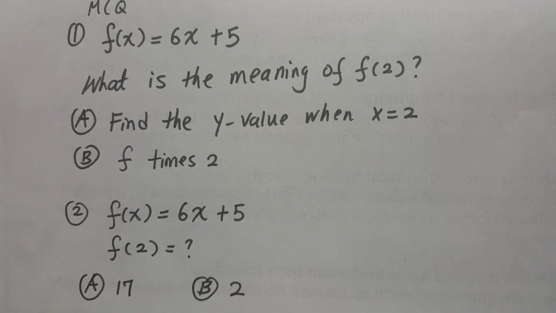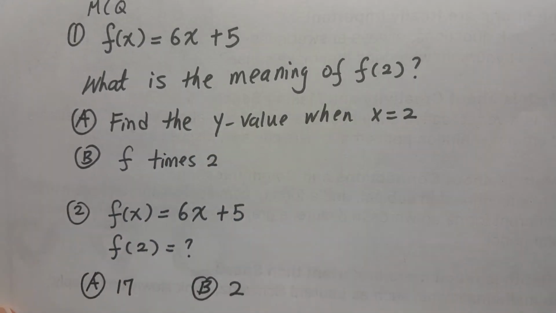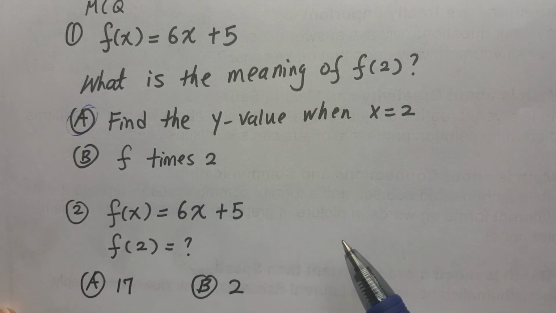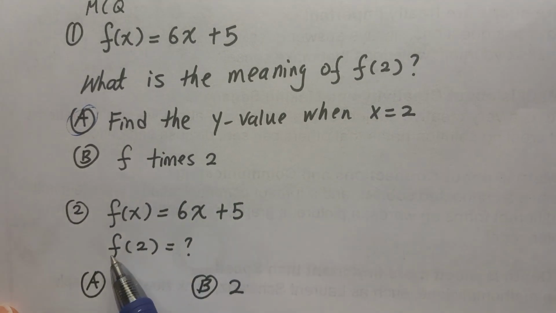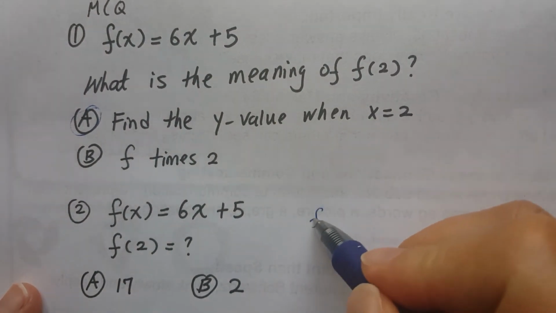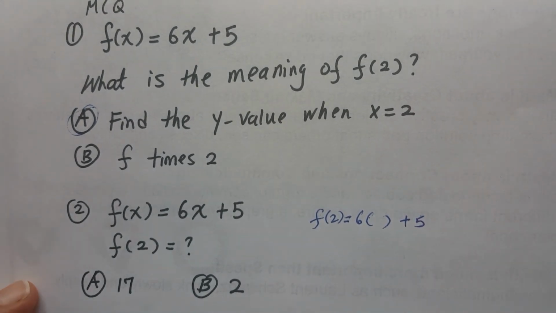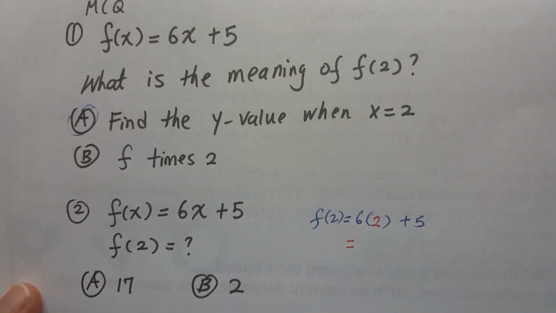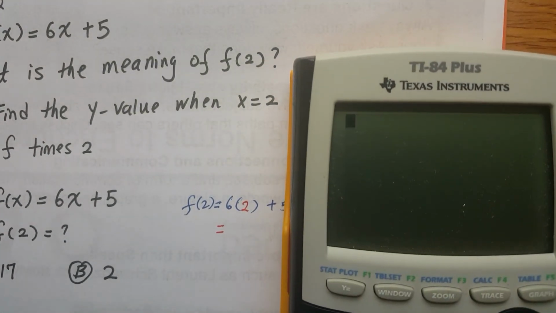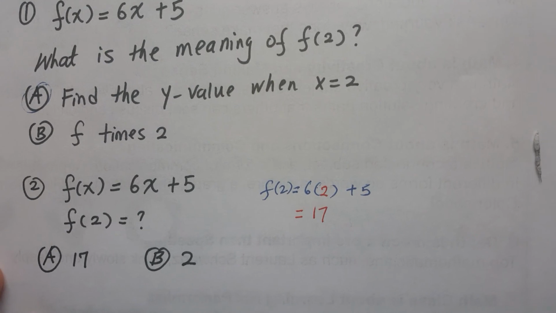Okay, so let's take a look at number 1. f(x) = 6x + 5. What is the meaning of f(2)? The answer is A. Find the y value when x equals 2. Now, f(x) = 6x + 5. f(2) equals how much? So f(2) = 6 times (2) plus 5. We replace the x by 2. You can do it in your mind or use a calculator. So we get 17. Therefore the answer is 17.